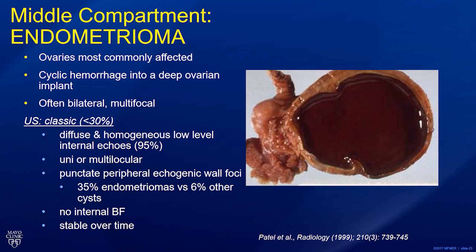Next, moving on to the ovary. Of course, the endometrioma is the hallmark of this disease, and the ovaries are most commonly affected. They are the result of cyclic hemorrhage into deep ovarian implants. They're often bilateral and multifocal.